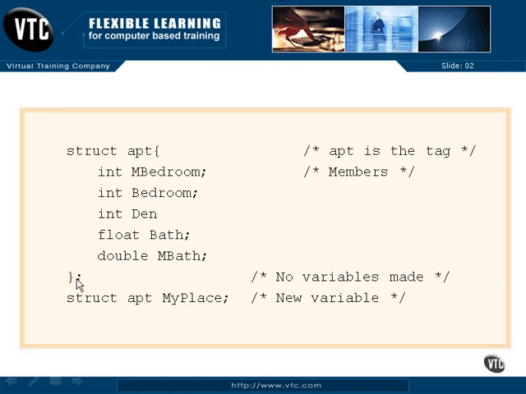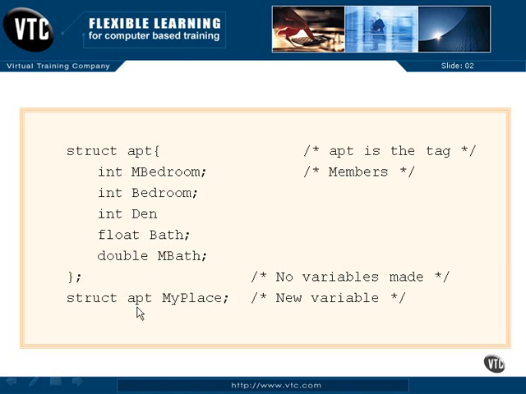Now look at this semicolon right here. That means that there have been no variables immediately made of this type of structure. If we had words in there like myPlace, we would be creating or defining a new variable immediately after creating the template, declaring the structure. In this case, we are not. This is just a structure declaration, so we have to have the name here, the tag, because we're going to use the tag in the next line.